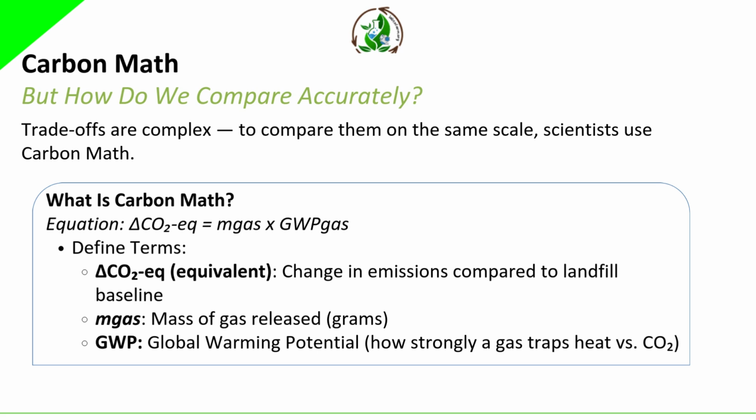That means the change in emissions compared to landfill. Positive numbers mean more emissions. Negative numbers mean avoided emissions. This lets us line up methods side by side and see which ones actually improve the climate picture.